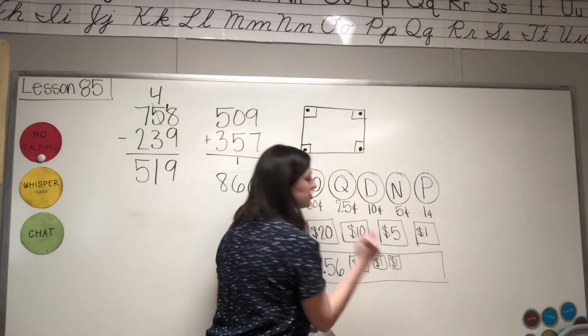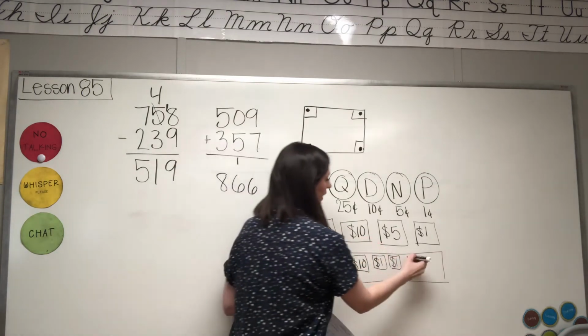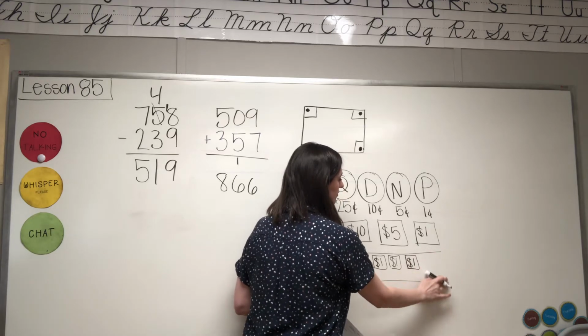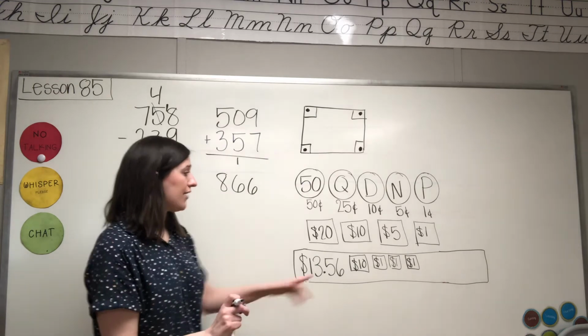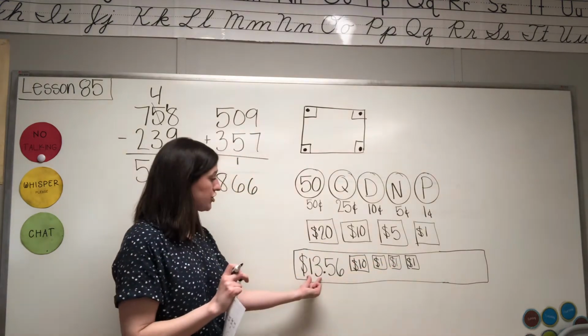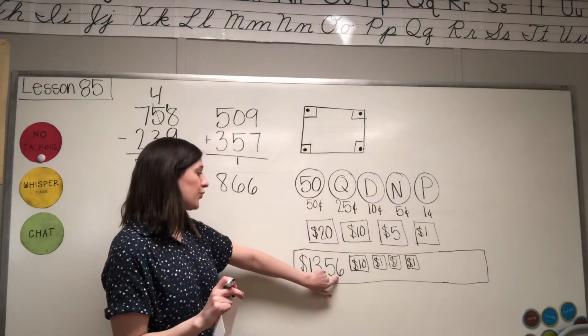Just write a dollar sign and a 1, and then put it in a box. And this will represent a $1 bill. Make my box a little longer. So now we have $10, $11, $12, $13. So we're done with the dollar bills. And now we are going to work on the coins.